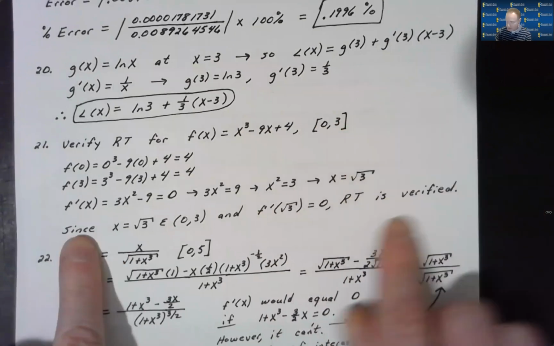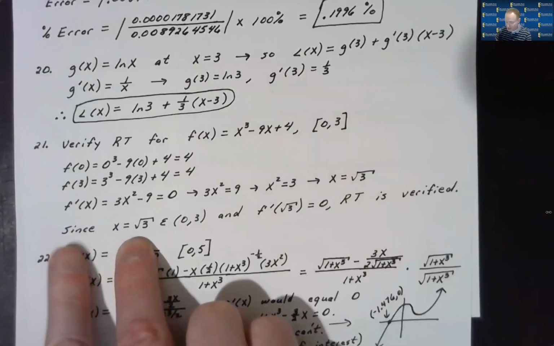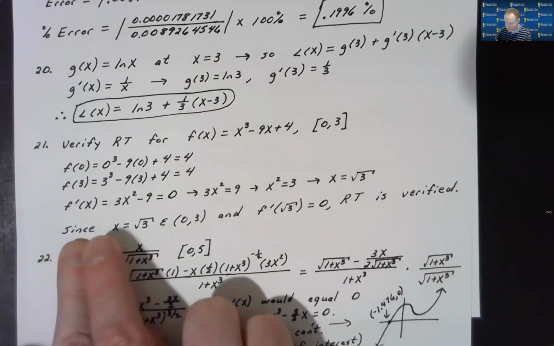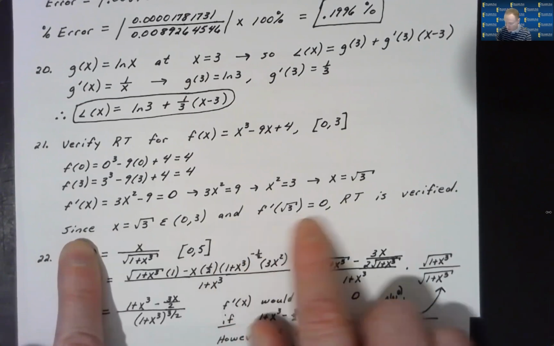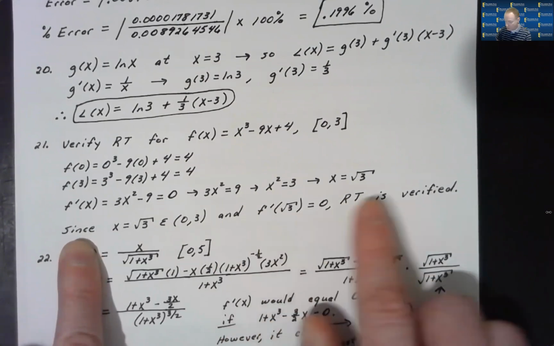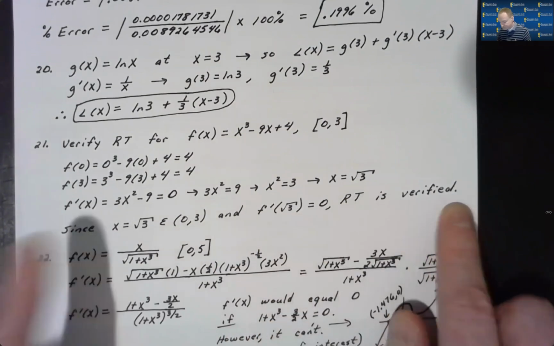So come down here and said this verifies Rolle's theorem. Since x equals the root of 3 belongs to the set of numbers between 0 and 3, and we know that the derivative evaluated at the root of 3 is 0, that's precisely what Rolle's theorem is saying. Thus, Rolle's theorem is verified.